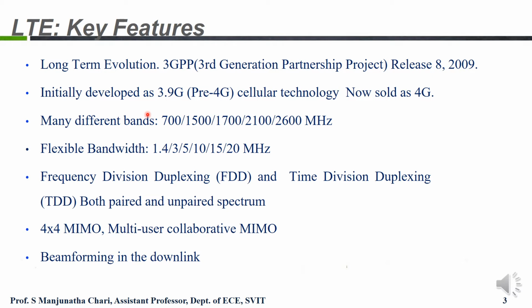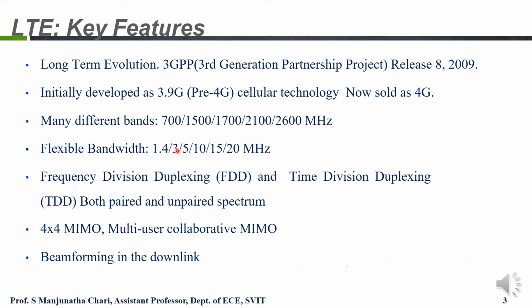network. In this technology there are many different frequency bands used for mobile communication as well as data communication. Yes, those are 700 MHz, 1500 MHz, 1700, 2100 and 2600 MHz. This is the bandwidth it is using. Yes, this is the complete bandwidth at which LTE is operating.